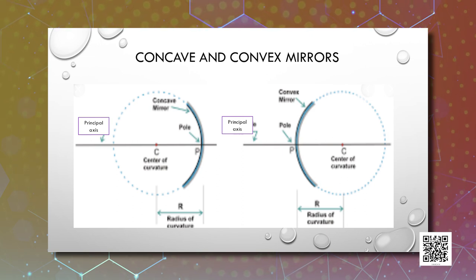Imagine a straight line passing through the pole and the center of curvature of a spherical mirror. This line is called the principal axis. Remember that the principal axis is normal to the mirror at its pole.